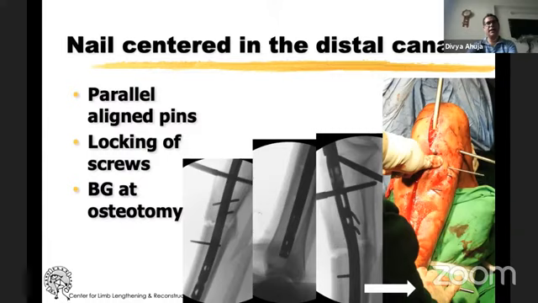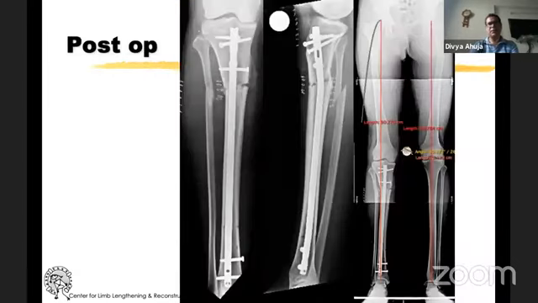The polar wires guiding it through the center, and the white arrow there is pointing to the hand which is holding the distal Schanz screw as a lever to hold the correction in the frontal plane. Once the nail had passed through the osteotomy, we had parallel aligned pins on both sagittal and frontal planes. And then the Schanz screws were removed and the nail was locked. With the cookie cutter, we got some cancellous bone, which was then inserted at the osteotomy. And these are the post-op X-rays showing the alignment as planned.